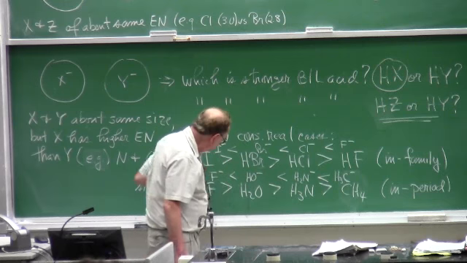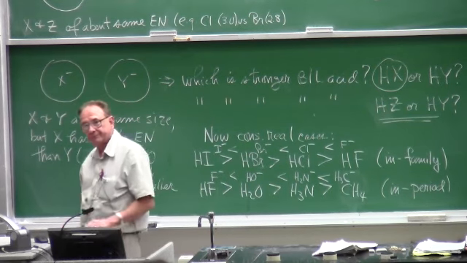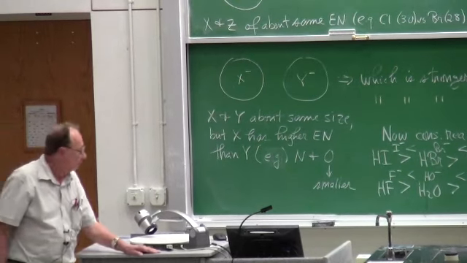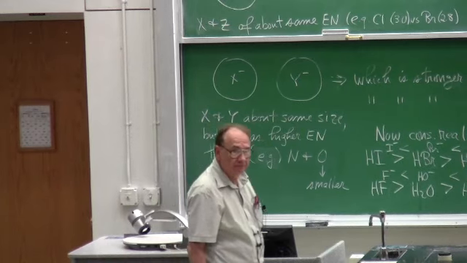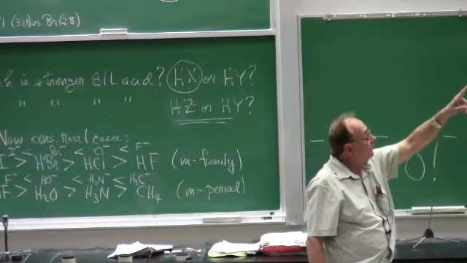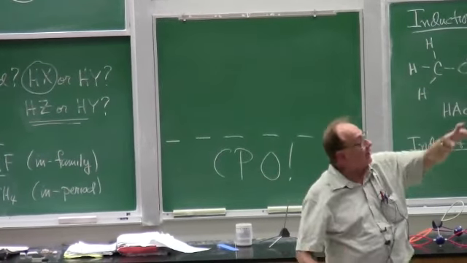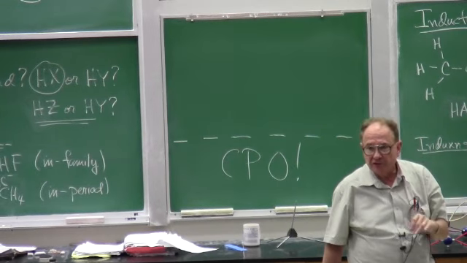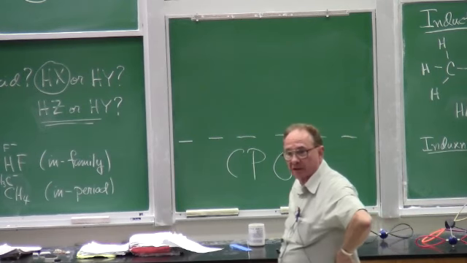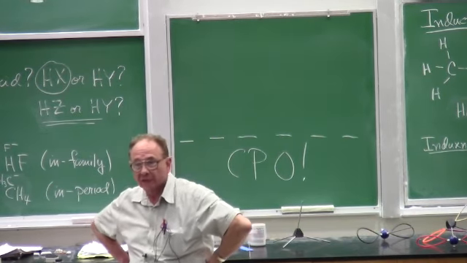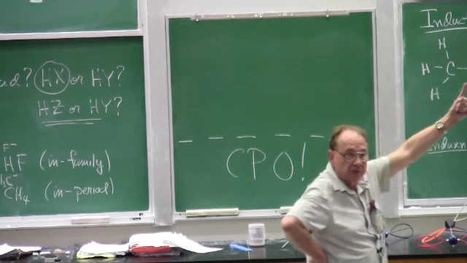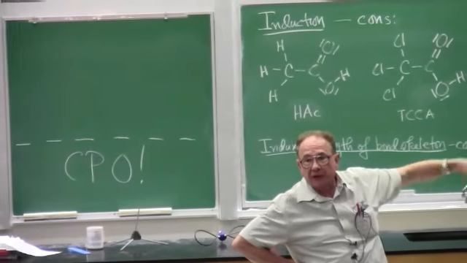Now let's look at these. Charge to size ratio. Now keep in mind, when we went from F minus to Cl minus, big change in size. But when we go from carbon to nitrogen, not much change in size. From nitrogen to oxygen, not much change in size. From oxygen to fluorine, not much change in size. But a rather substantial change in electronegativity. Fluorine 4.0, oxygen 3.5, nitrogen 3.0, and carbon 2.5.